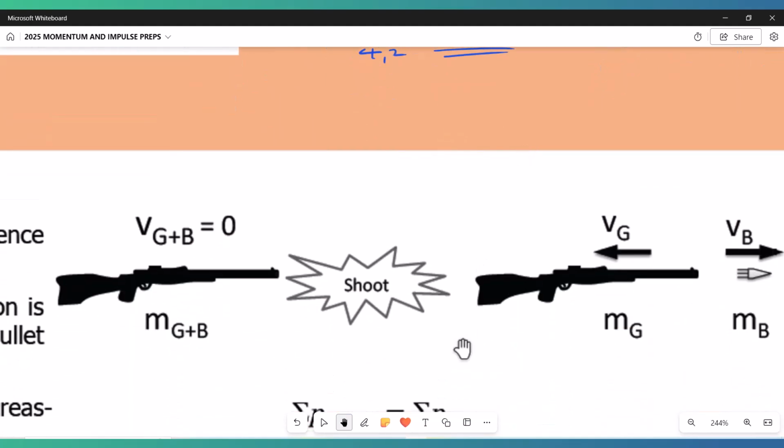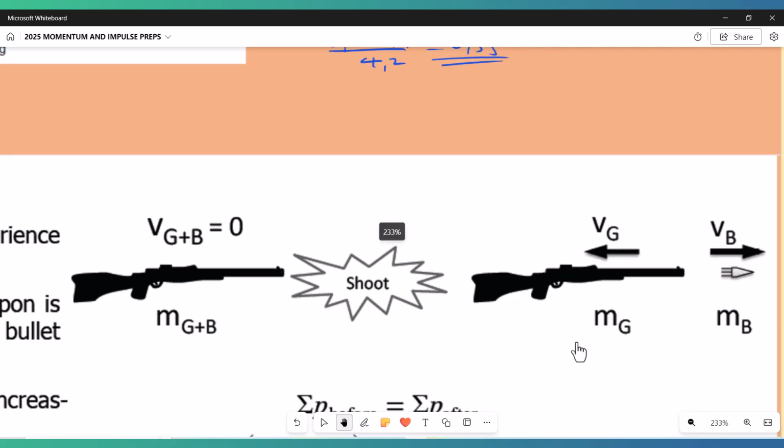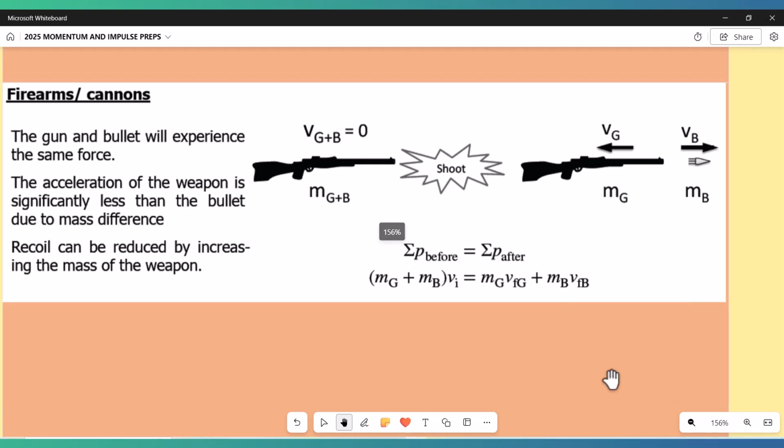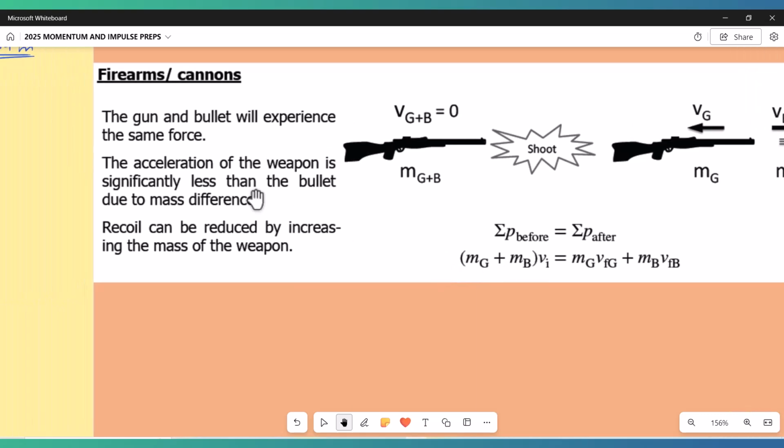Alright, guys, lastly, this one here is what we have as our last part of the stuff here. Now we can have what we call firearms or the cannons. In this case, the gun and the bullet will experience the same force. Acceleration of the weapon is significantly less than the bullet due to mass difference. Recoil can be reduced by increasing the mass of the weapon.